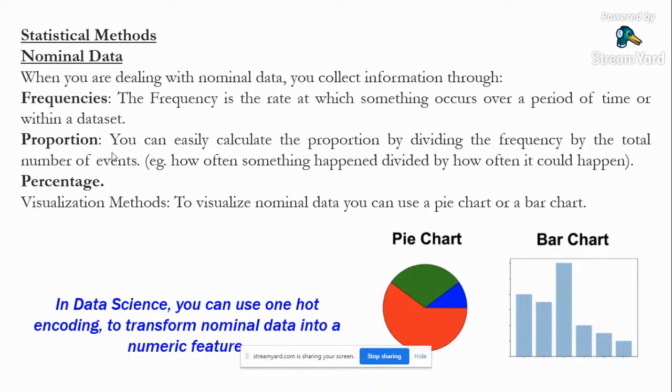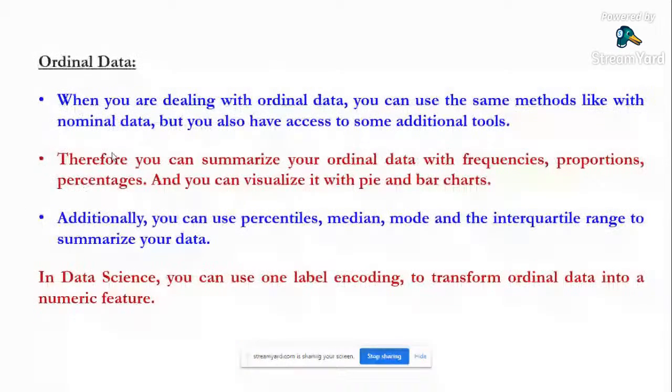So in case of nominal data, since this is just a label, we can find out frequencies, proportions, and percentages, and these can be represented in the form of a pie chart or a bar chart. In data science, there is something called one-hot encoding, by which we can transform nominal data into a numeric feature.